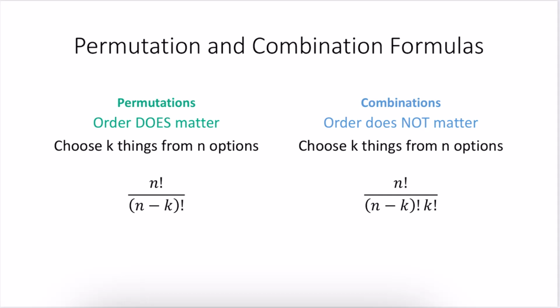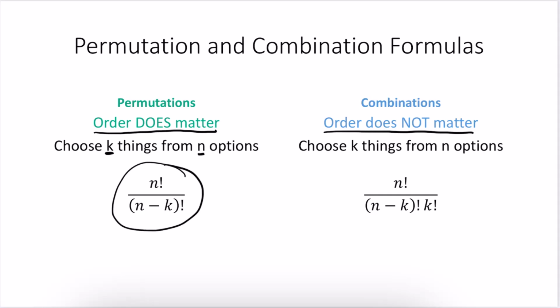Remember, permutations are where the order does matter. An example would be choosing a president, then a vice president, then a secretary. Combinations are where order doesn't matter. That would be like choosing a committee of 3 people, but you're not saying that one is the president, one's the vice president, or one's the secretary. So that's the difference between permutations and combinations. With permutations, let's say I was choosing k things from n different options. In that case, the number of ways you can do that is described with this formula.